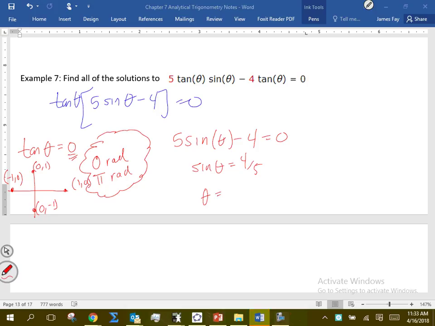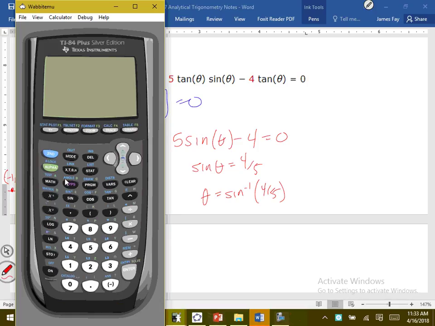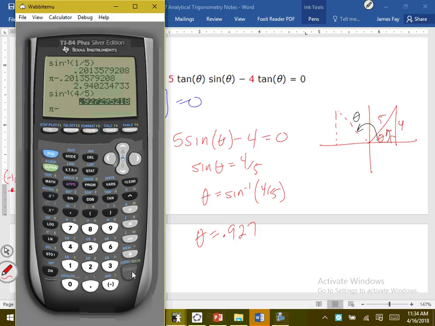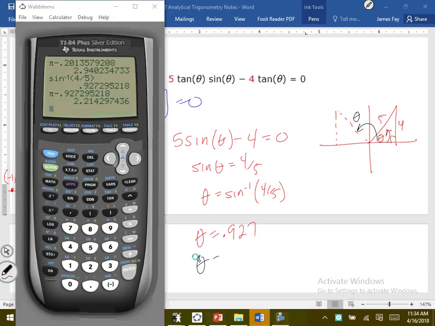Sine of 4/5, what do I have to use? Got to grab your calculator, right? Okay. So I'm going to grab my calculator. I'm going to go sine inverse of 4/5. Hit enter. So it gives me theta to be 0.927. So it's giving that angle there of theta. How do I find this other angle of theta? Subtract that number from pi. So I'll go pi minus that last thing. It gives me theta to be 2.214.